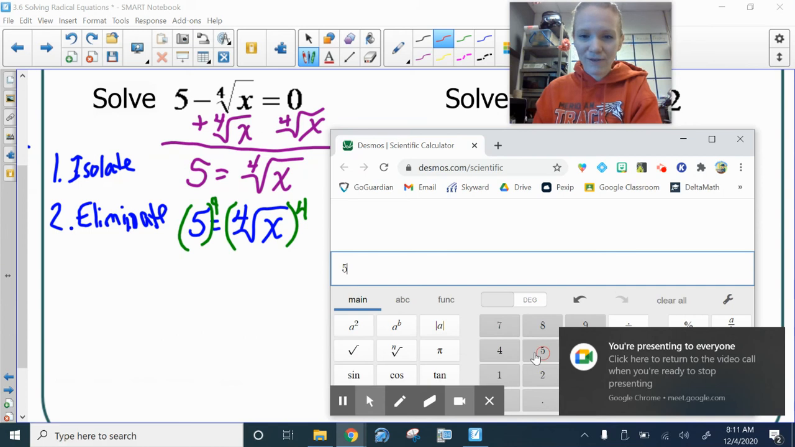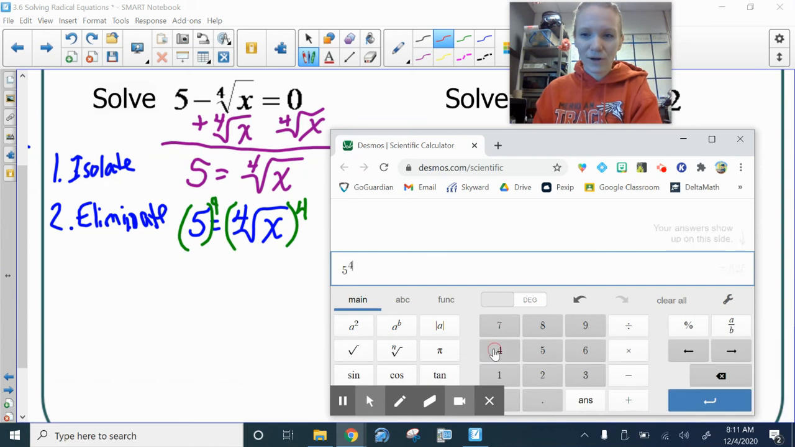So I want to do 5 raised to the 4th power. Let me do that one more time for you guys. So 5, my raised to is that AB button. If you have your own calculator, the little blue calculators and the graphing calculators, it's the little caret button, in case we've forgotten. But in the Desmos, it's that AB, and then we just put in our 4.